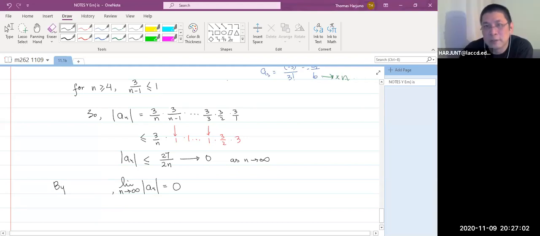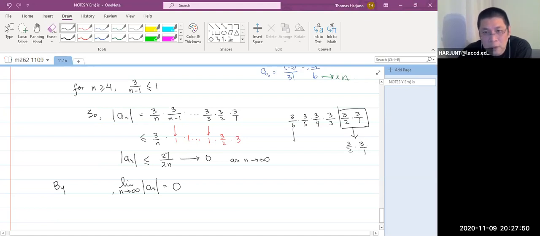You need to mention the reason. How did you get all ones? As long as n is greater than or equal to 4. So what happened is the first term is 3 over 1. The second term is 3 over 2 times 3 over 1, 3 over 3, 3 over 4, 3 over 5, and so on. Okay, so the last two terms, I keep as is, 3 over 2, 3 over 1.